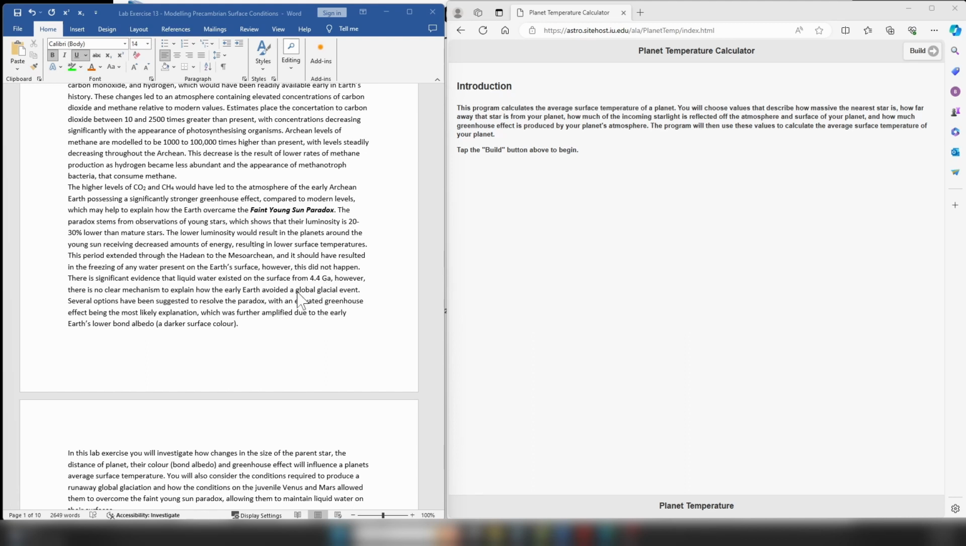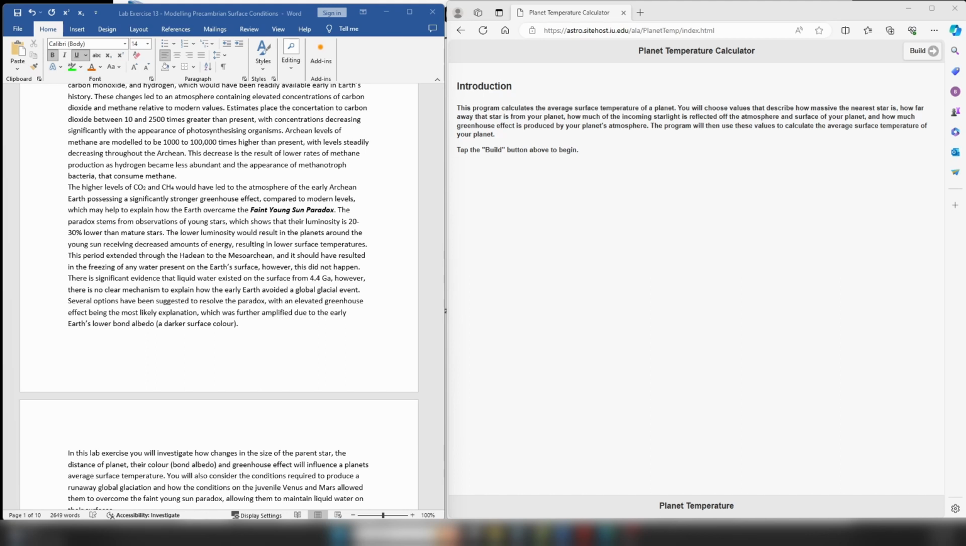And the only logical answer is that the Earth's early atmosphere had a very strong greenhouse effect, and that managed to compensate for the fact that the Earth was receiving less solar radiation by helping to trap the heat produced by that solar radiation on the Earth's surface, keeping the Earth's surface warmer than it otherwise would have been.